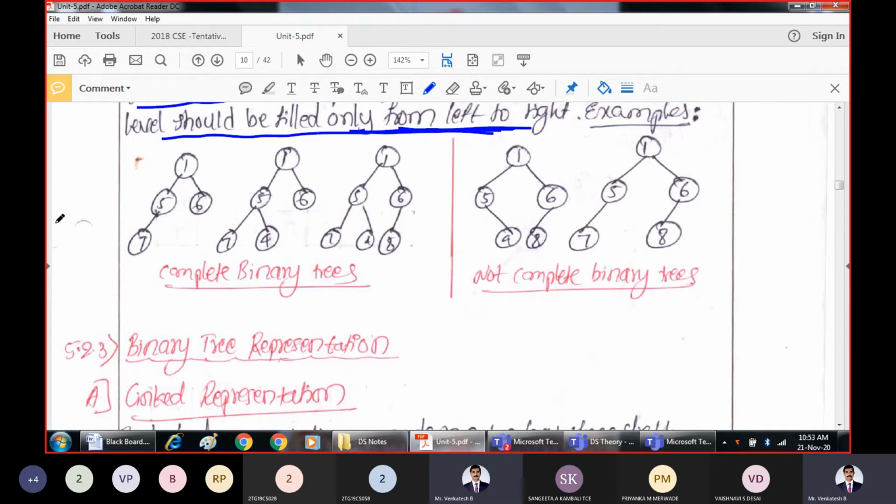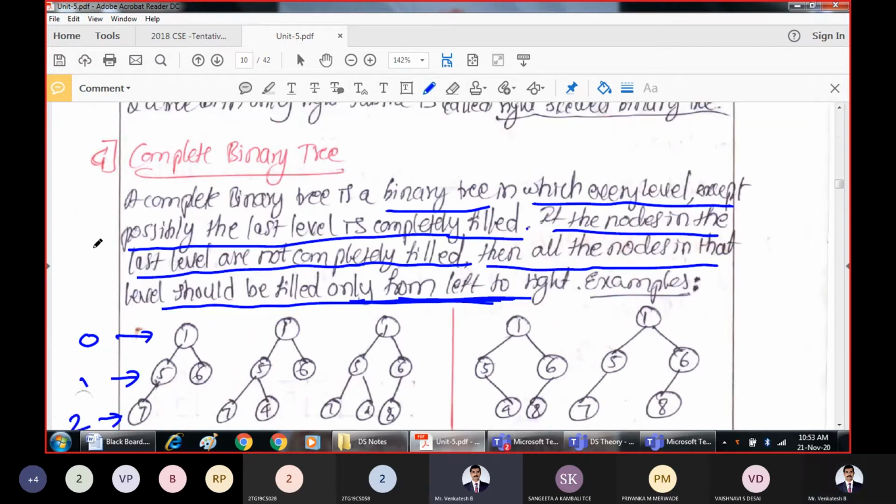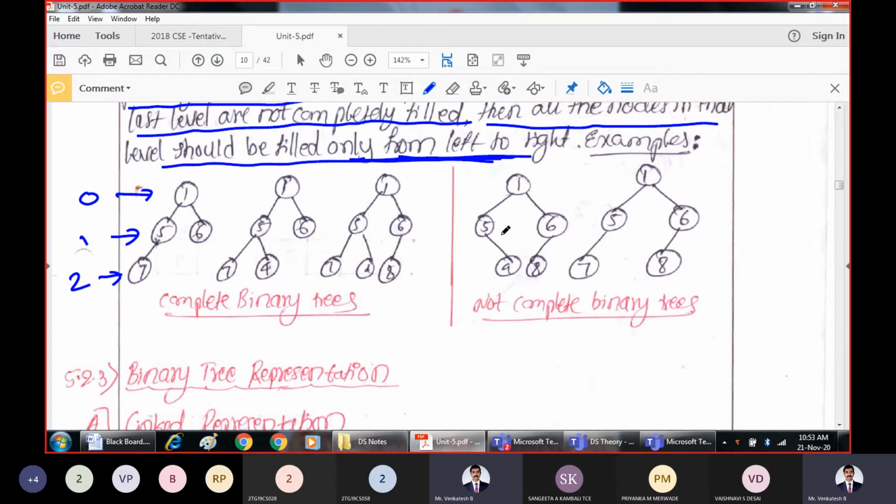So for example, every node is completely filled except the last level. This is level 0, this is level 1 and this is level 2. What it says: in a complete binary tree, every level except possibly the last level is completely filled. That means every level should have 2 raised to i nodes. That means parents should have a maximum of 2 children.